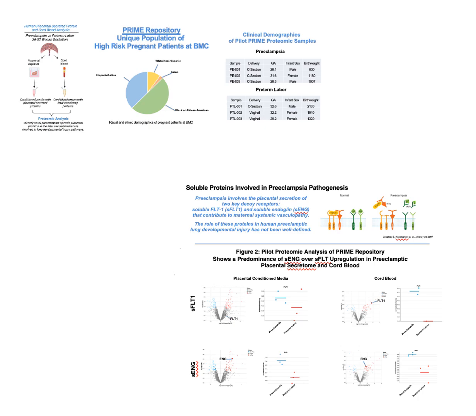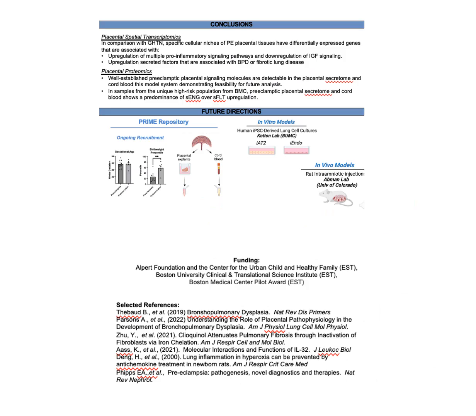So in conclusion, our placental spatial transcriptomics showed that when comparing tissues from a pregnant patient with gestational hypertension, there are specific cellular niches in preeclamptic placental tissues that have differentially expressed genes that are associated with pro-inflammatory signaling and a downregulation of insulin-like growth factor signaling. And these can be tied back to BPD and pathways identified for fibrotic lung disease.